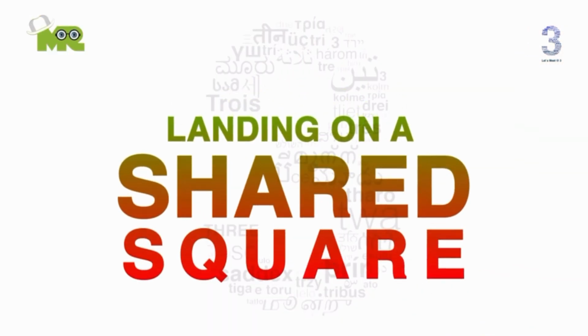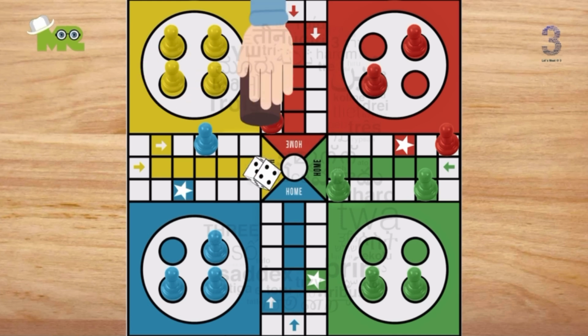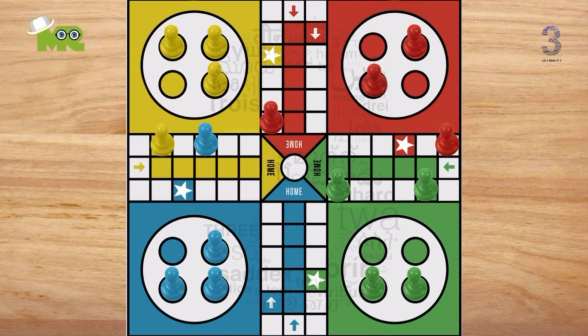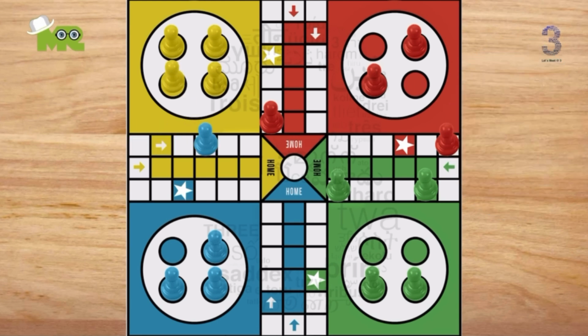Landing on a shared square. If a player's token lands on an opponent's token, the opponent's token will be set back to their base, where he must roll a 6 again in order to move out onto the starting square. If the player does not roll a 6, the turn passes to the next player. If a player captures the piece of another player, they are awarded a bonus roll. If in the bonus roll another player's piece is captured, another bonus roll is awarded, and so on.